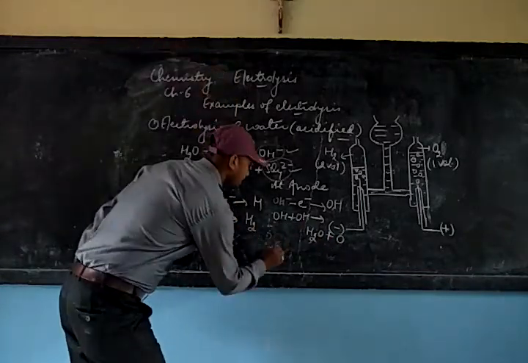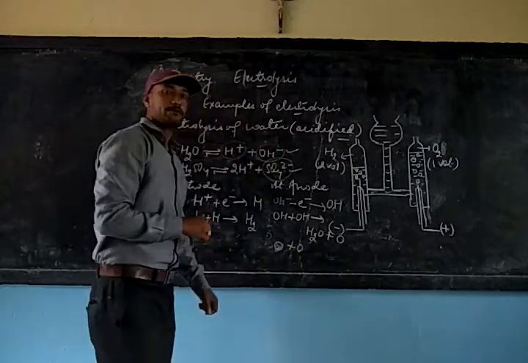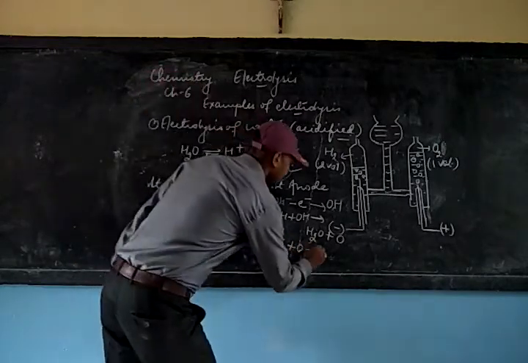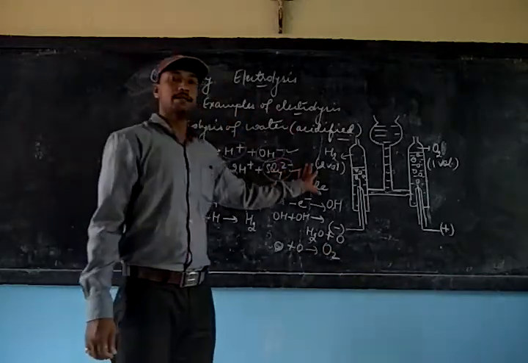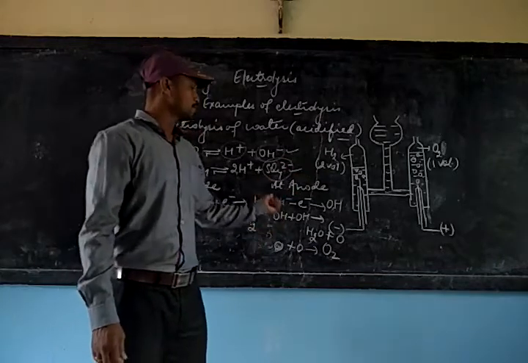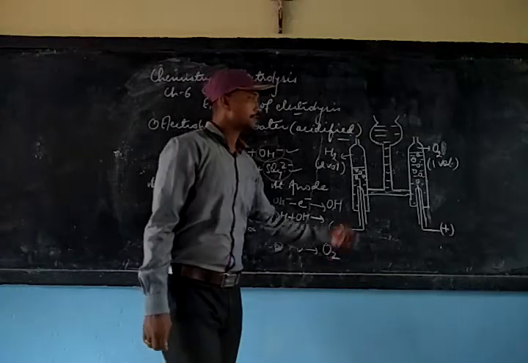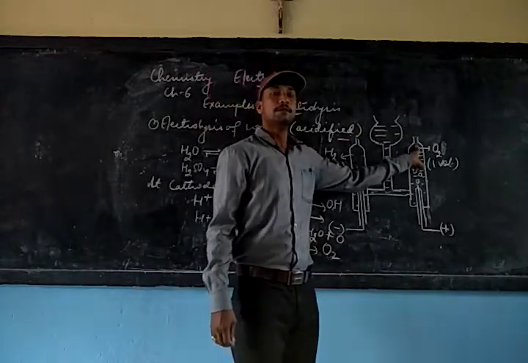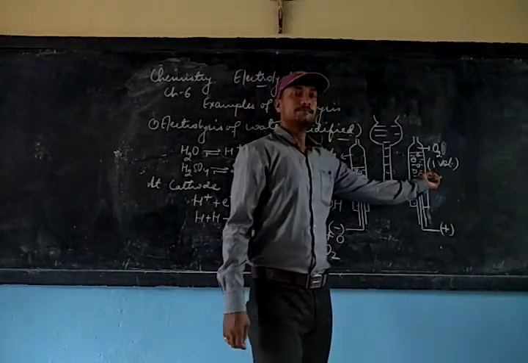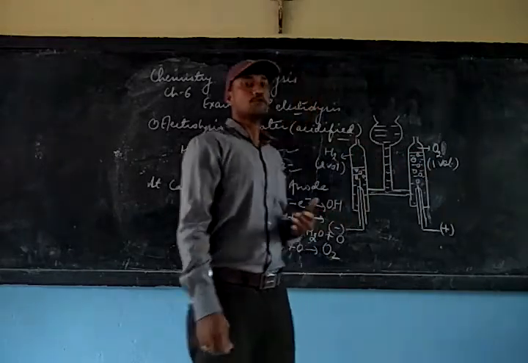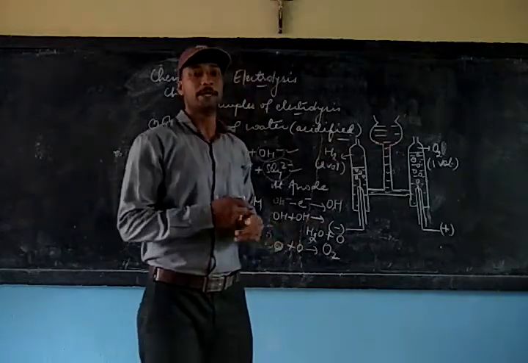Now the third step, where this nascent oxygen can be shown combining with another nascent oxygen to finally change into oxygen gas. So this is how at the anode side we finally see hydroxyl ion converting into oxygen gas. This oxygen gas can be collected at the top in the volume 1. The ratio will always be 2:1, where 2 volumes of hydrogen and 1 volume of oxygen will be collected.